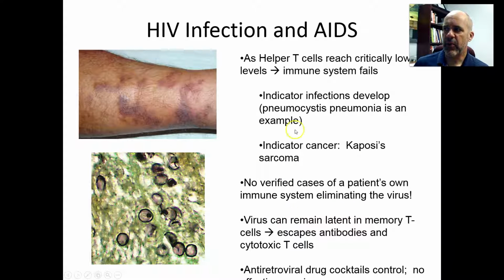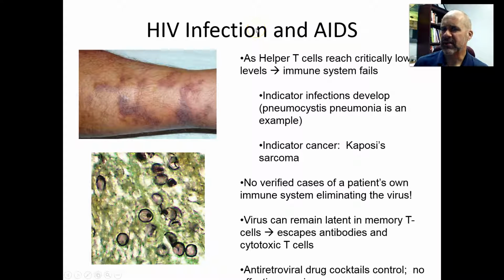There have been no verified cases of a patient's own immune system completely eliminating HIV. So even though you make antibodies against it, they're just not effective at completely clearing it out. HIV is very good at going latent. Remember, it inserts its genome into the DNA of its host cells, so it can actually go latent and stay quiet, and it's almost impossible to eliminate.